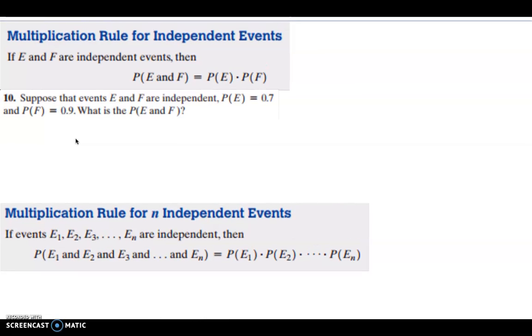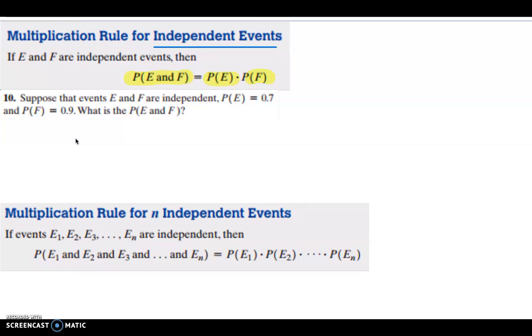So here's the multiplication rule, and this is only for independent events. In the next section, we're going to talk about what happens if they become dependent. But if they're independent, then the probability of event E and F occurring is just the probability of E times the probability of F.